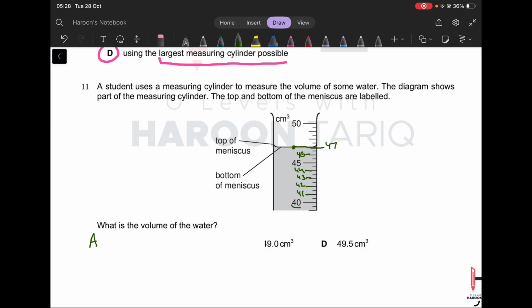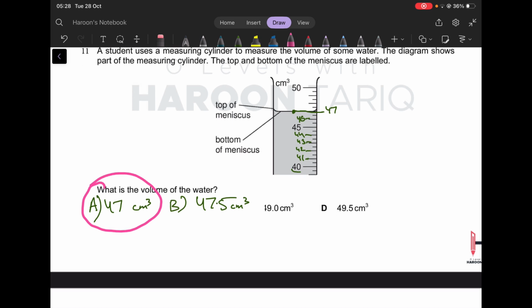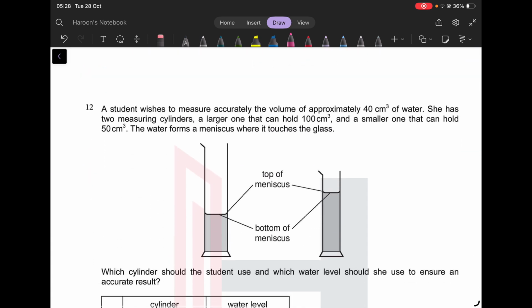So let's say option A was 47 and option B was 47.5 cubic centimeter. So we are just looking for 47 over here. Whichever option had 47, that is the answer that we choose. So in this case, A should be the answer. I hope this is clear. The actual reading is 47, so you just need to look for that option.